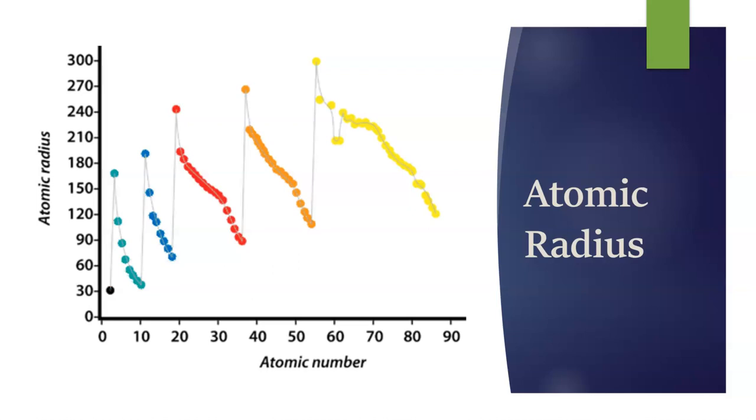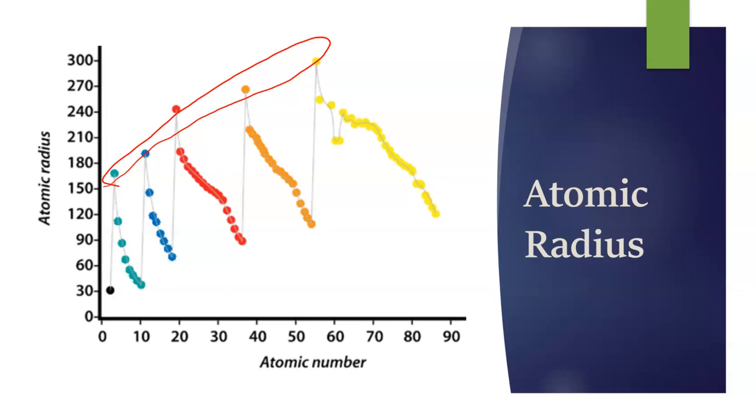The alkali metals have the largest radii of their periods. So these are our alkali metals. The noble gases have the smallest radii. As we move from the left to the right across a period, the number of protons and electrons in an atom increase. A nucleus with a higher positive charge exerts a stronger attractive force on its surrounding electrons, and so the electrons are drawn in.